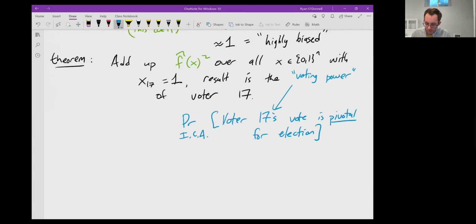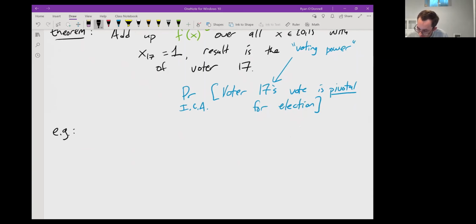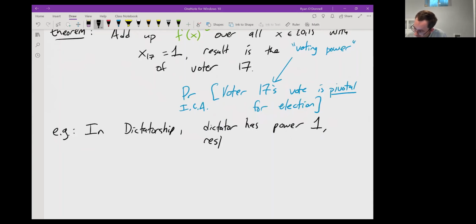And if it's a dictatorship, so let's do an example. In a dictatorship, the dictator, voter number 1, has voting power equal to 1, and the rest of the people have voting power 0. And these voting powers are always between 0 and 1 because they're probabilities. So the dictator has all the power and everybody else has no power under this definition.